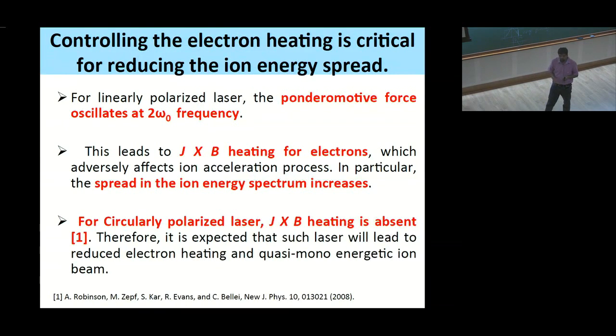The dominant mechanism for electron heating in laser-solid interaction is J cross B, essentially for a linearly polarized laser, because in that case the ponderomotive force oscillates at 2 omega frequency. So it was proposed by Robinson and others that instead of a linearly polarized laser, you use a circularly polarized laser so that J cross B is absent, you have cold electrons, electron heating is suppressed, and you can actually get a monoenergetic ion beam. That was proposed around 2008.